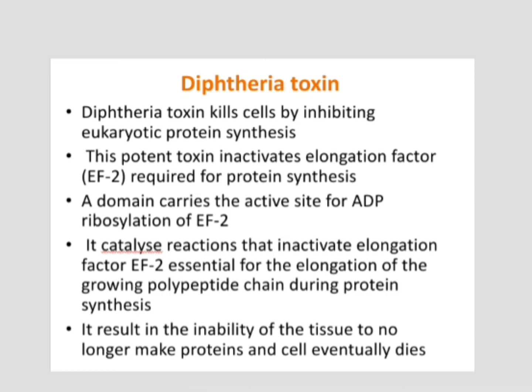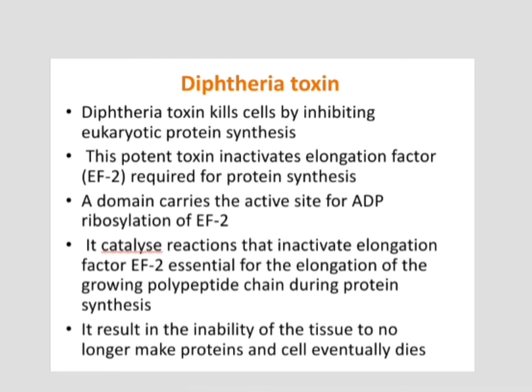EF2 is usually seen attached with a GTP. So, active EF2 is inactivated to the ADP-ribosylated EF2 by the A domain. This EF2 gets inactivated and it cannot perform the elongation of the polypeptide. So, it results in the inability of the cells to perform protein synthesis any longer and eventually the cell dies. So, this is the action of diphtheria toxin.